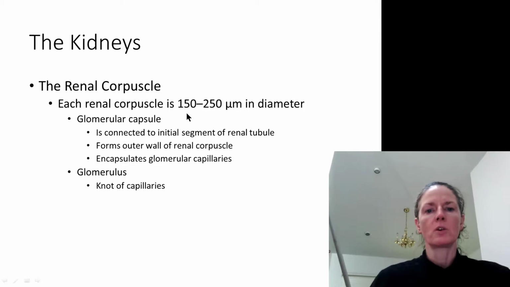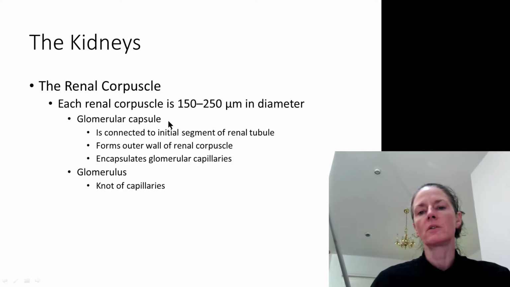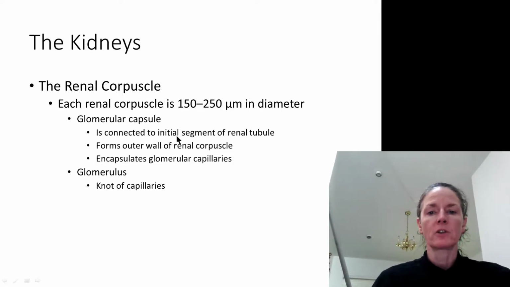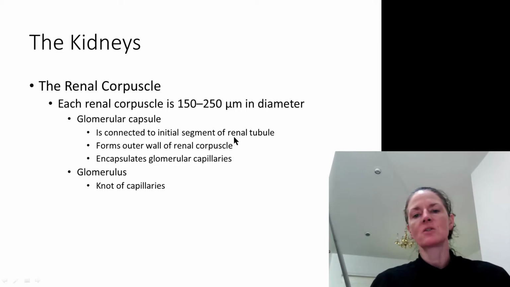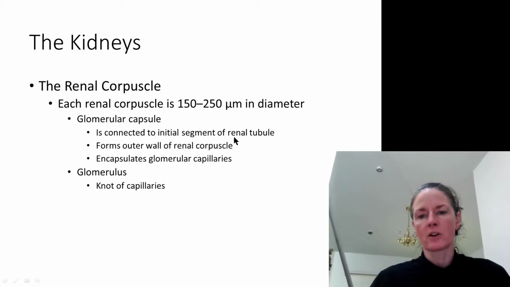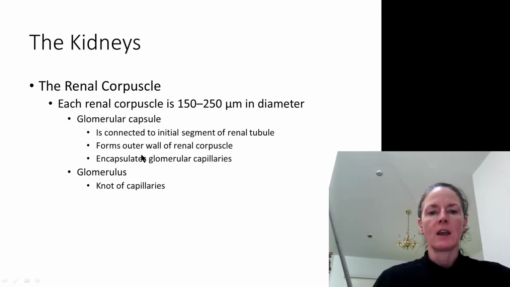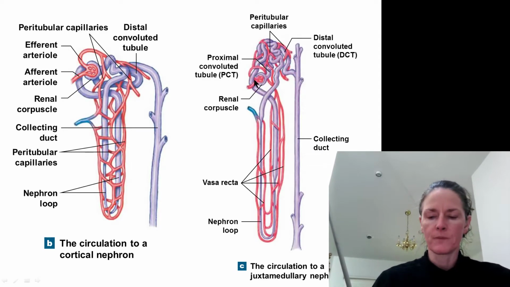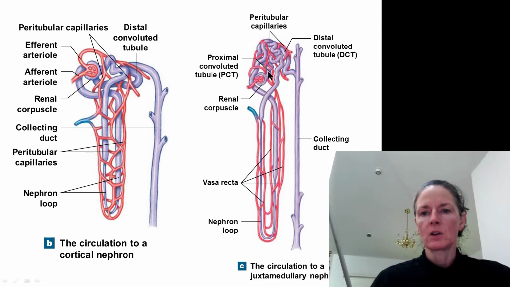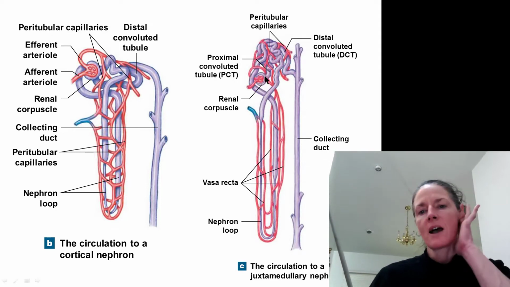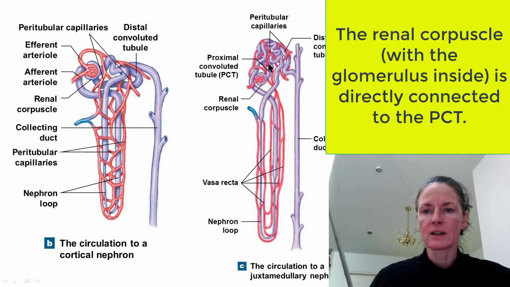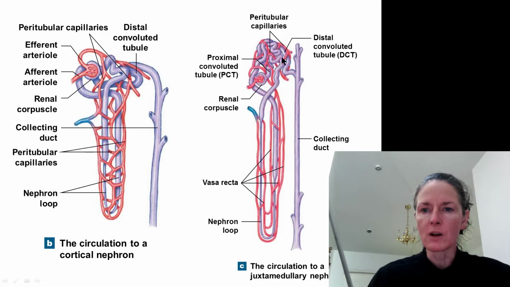All right. So when you look at the renal corpuscle, it's going to be very small, about 150 to 250 micrometers in diameter. So this is, as we said, the initial segment of the renal tubule, and the proximal convoluted tubule will be directly adjoined to it. And one of the things that's going to be very important is you will see that the glomerulus is directly connected to the proximal convoluted tubule, and it's kind of hard to distinguish.